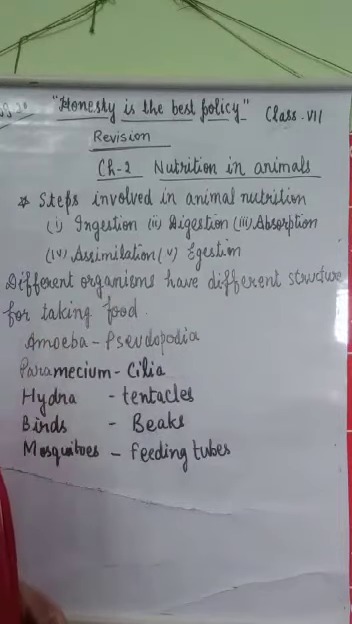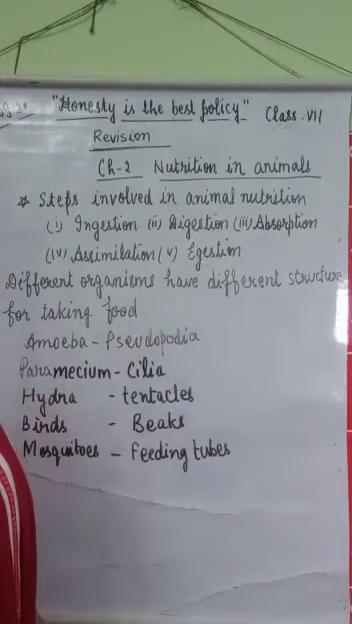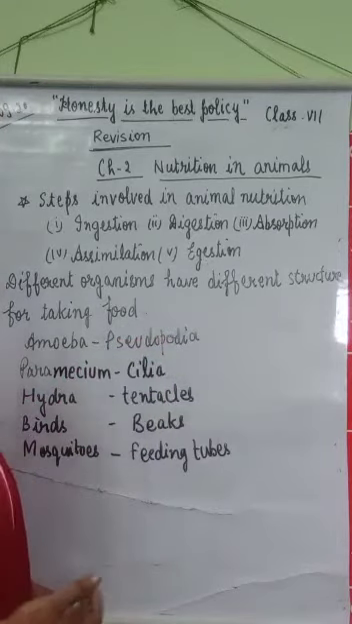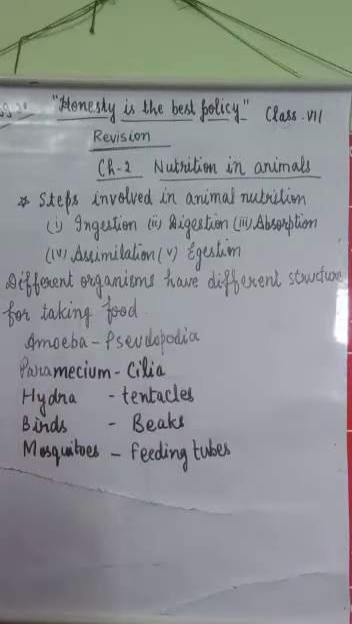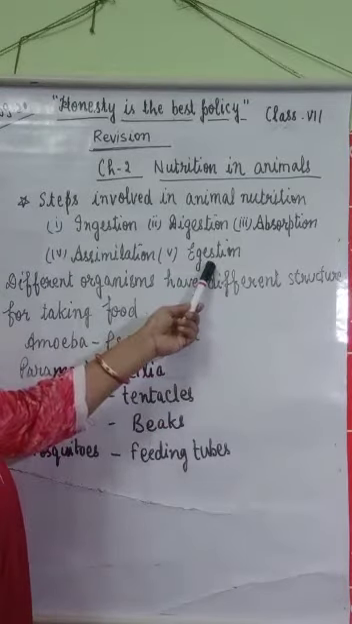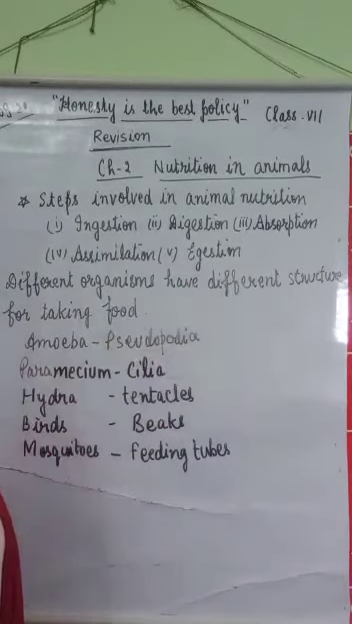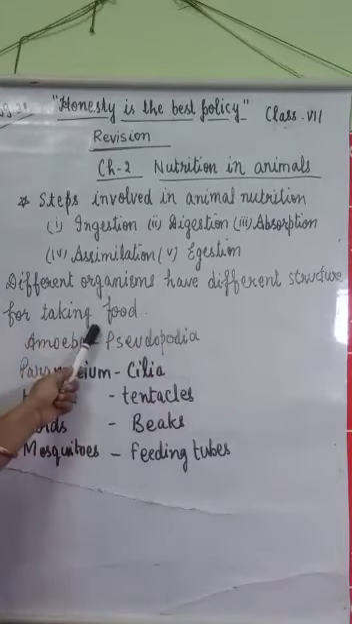Assimilation is the process of using the absorbed food in the cells to produce energy and growth. Egestion is the process of removal of undigested food material from our body. It is the last step of animal nutrition. Different organisms have different structures for taking food.